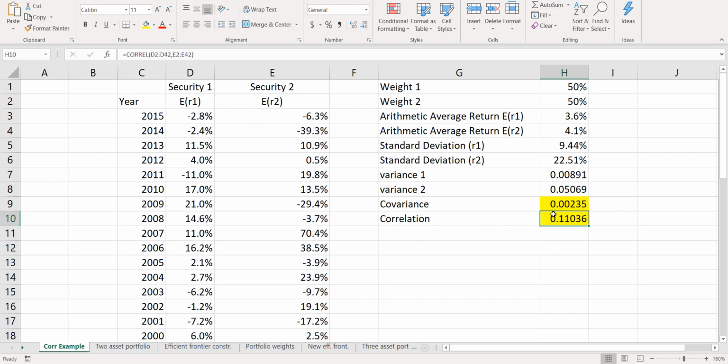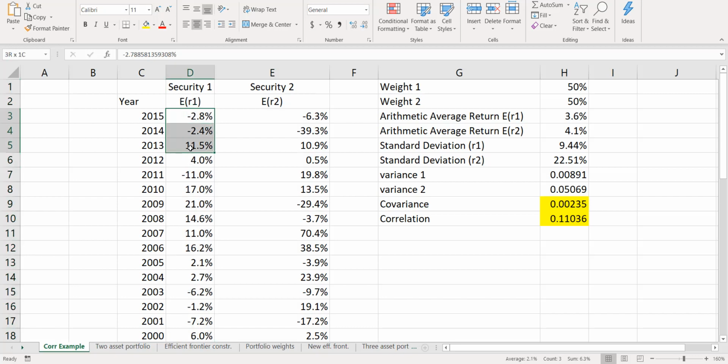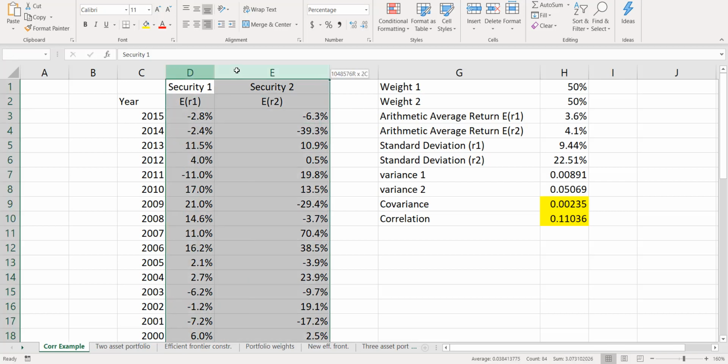Now, what this correlation coefficient of 0.11036 indicates is that we have some positive correlation between these two random variables. In other words, when we see high values for the returns of security 1, it's likely that security 2 is also going to have higher values. So the returns of these two stocks are positively correlated with one another.